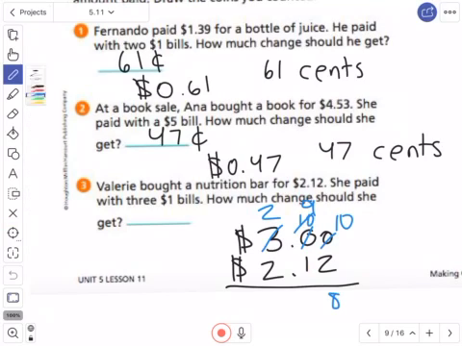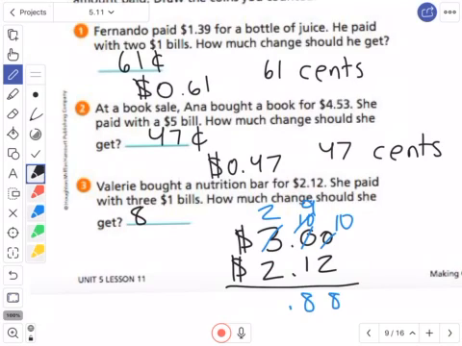9 minus 1 is 8. Decimal point, 2 minus 2 is 0. So my answer then is 88 cents, or I could say $0.88. So I'll just pause there so you can kind of check and think about my work as well.